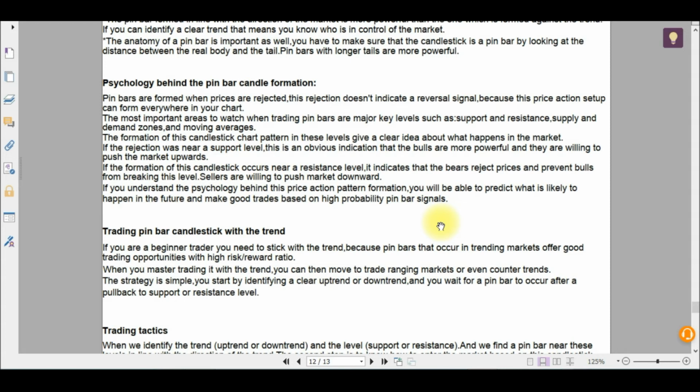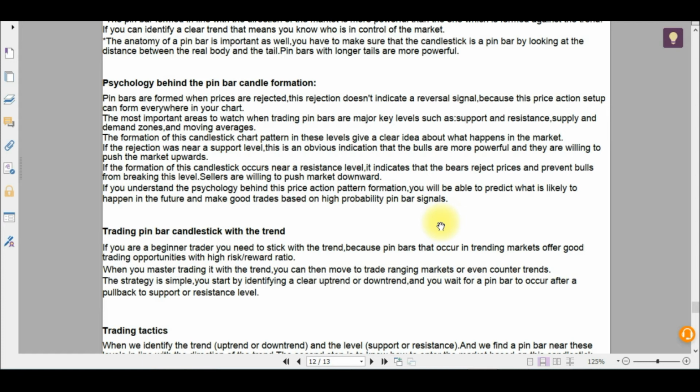So if the rejection was near a support level, this is an obvious indication that the bulls are more powerful and they are willing to push the markets upwards. So this is a buy signal for you to enter this trade with more confidence. If the formation of this candlestick occurs near a resistance level, this indicates that the bears have rejected the price and are preventing the bulls from breaking this level. Sellers are willing to push the market downwards. So this is again a simple selling signal for you.